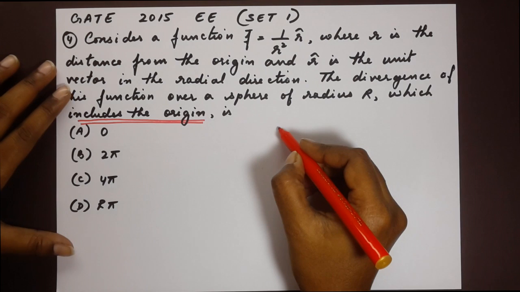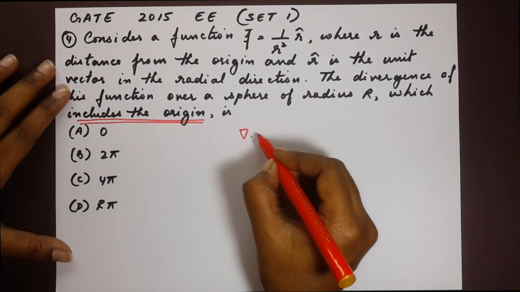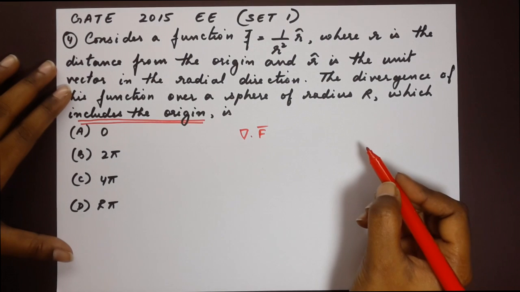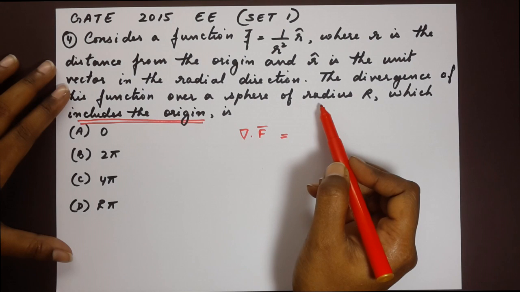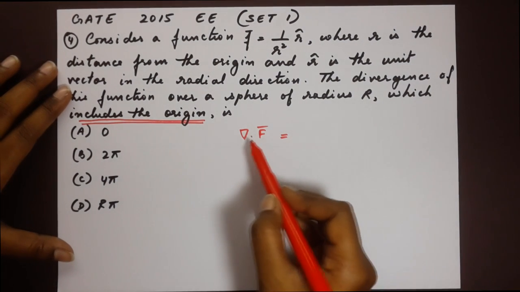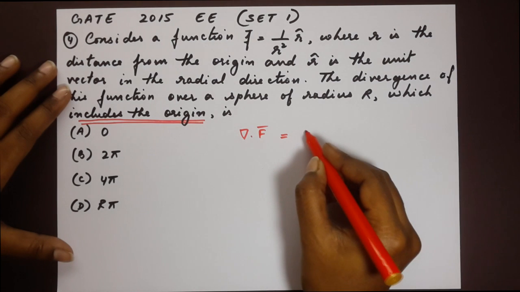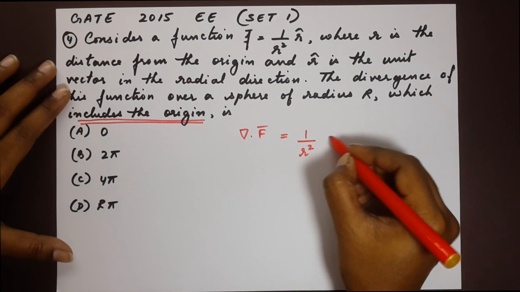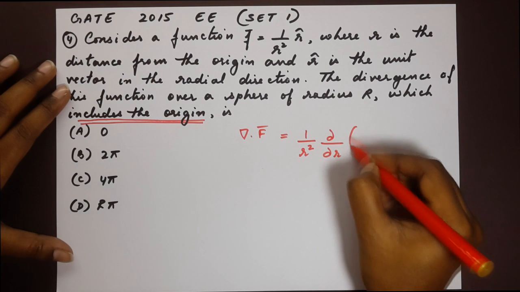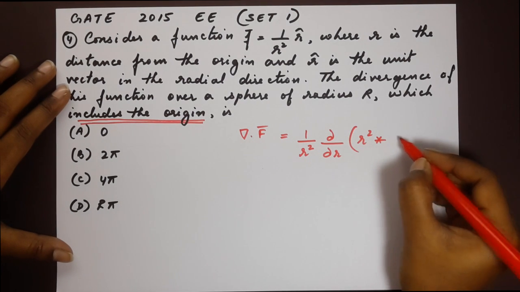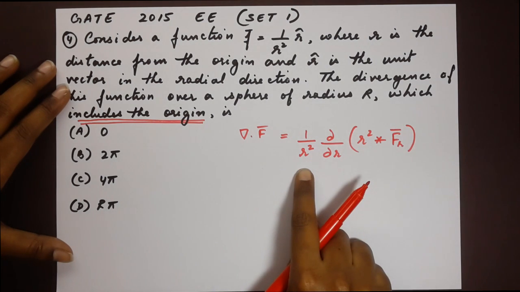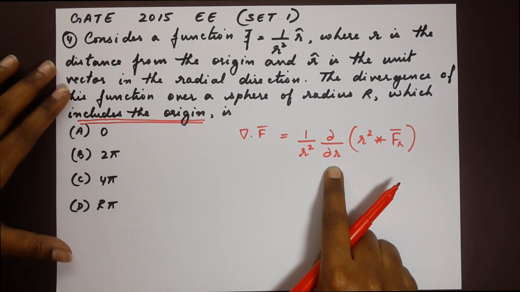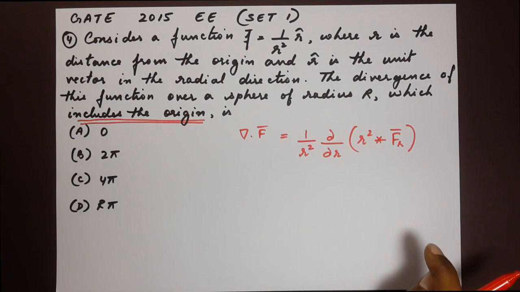So that would be delta dot vector field f. And now we are talking about the sphere of the radius, so we are going to work in spherical coordinates. So delta dot f bar would be 1 by r square dou by dou r into r square of the function given to us, f. So that's 1 by r square dou by dou r of r square into the function f.